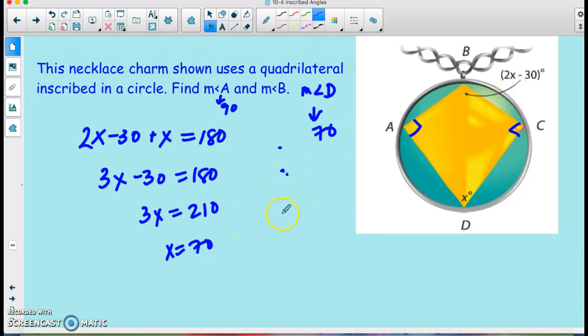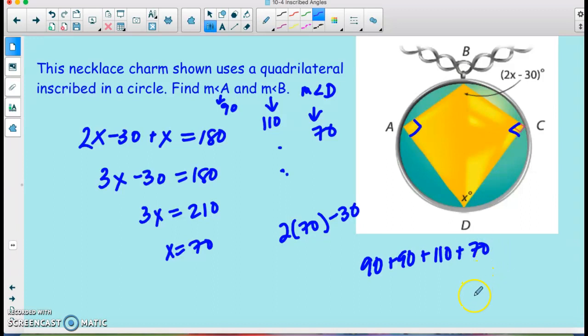And angle B then is going to be 2 times 70 minus 30. So 140 minus 30 is going to be 110. So there's all of our answers. And you can also check this to make sure that they all add up to 360. So does 90 plus 90 plus 90 plus 110 plus 70 add up to 360? Yep. So our answers work.